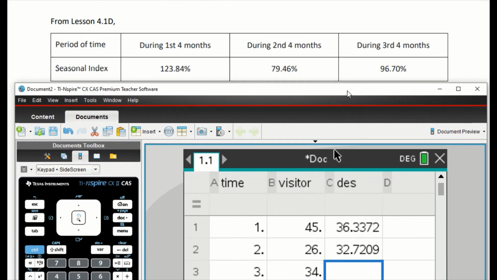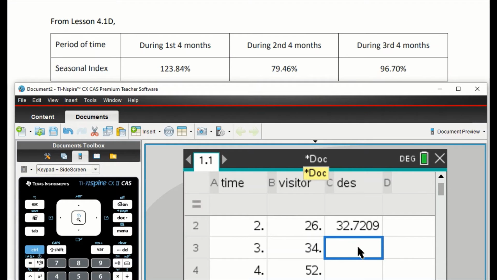Then you can move on to the third one. In this case, we have cell B3, column B, row 3. Then B3 will be the same thing, dividing by 0.9670. So equal to, then you'll be able to get the answer.